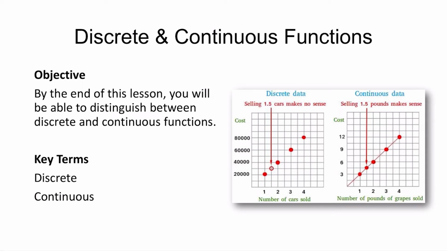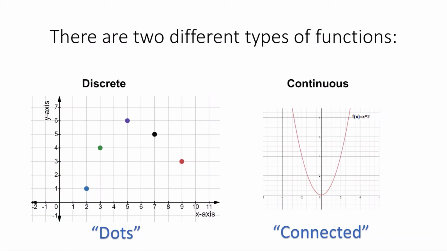In this video, we're going to talk about how to distinguish between discrete and continuous functions. So there are two different types of functions. There are discrete functions and there are continuous functions. When you look at the graph of a discrete function, it looks like dots. So think discrete looks like dots. And that's because all of your points will be isolated somewhere on the coordinate plane.